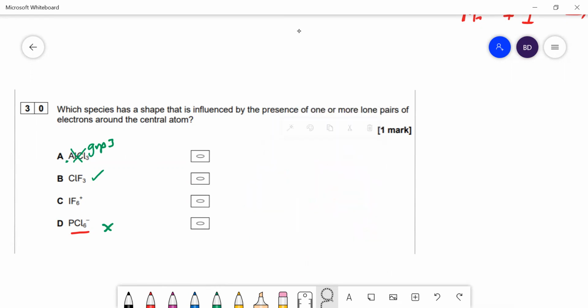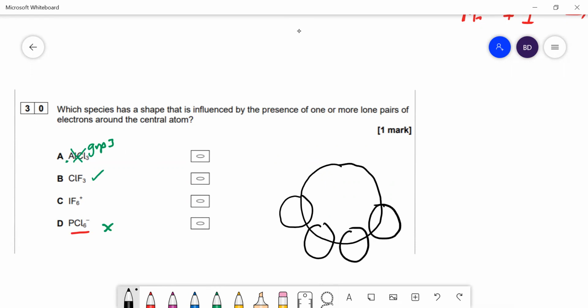IF6, have a quick look at that. Right, IF6+. So we've got iodine, and I've got 6 fluorines, putting a dot and a cross in each of those. Here's our iodine. Iodine is in group 7, of course. But this has got a positive charge, so it hasn't got 7 electrons, it's missing 1, it's only got 6. And you can see I've already used 6 of the iodine's electrons up, so there are 6 bonding pairs and no lone pairs. So B is the answer.